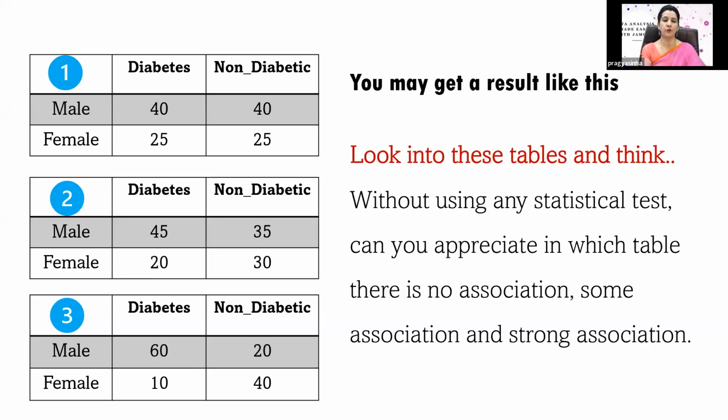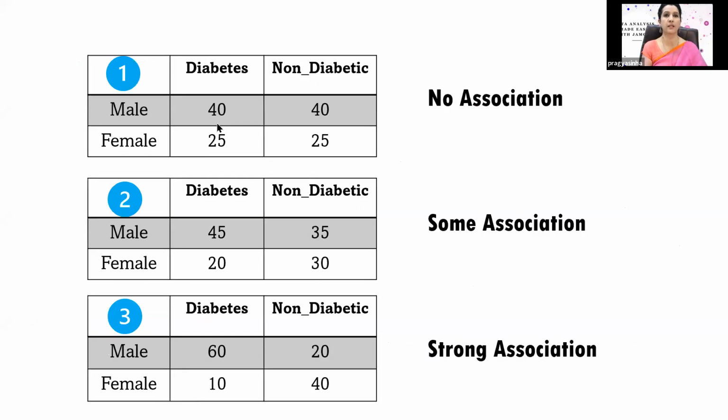So even if we don't use any statistical test, without using any test, can we say in which case the chi-square value would show an association between gender and diabetes? So yes, you can see that in table 3, we can clearly say, and to some extent in table 2, and there is no association in table 1. A similar result you can see here: since the numbers are the same in both men and women, there is no association between gender and diabetes.